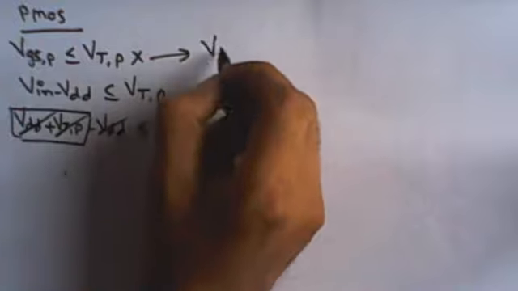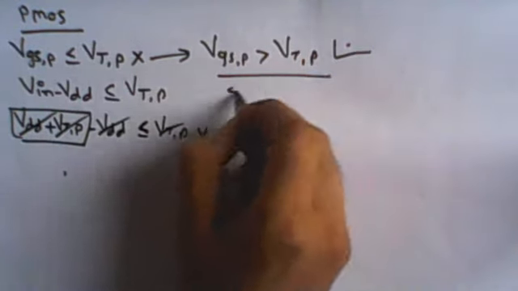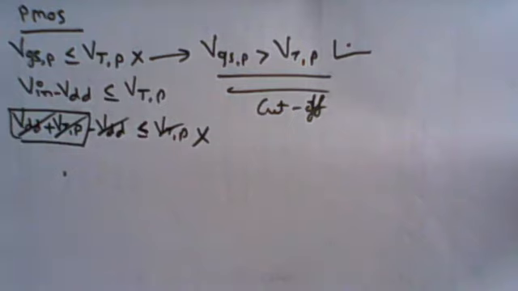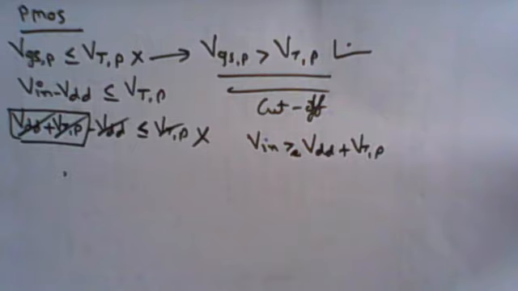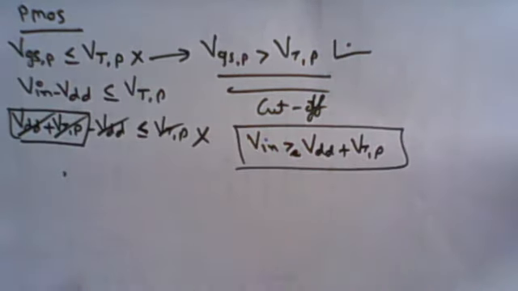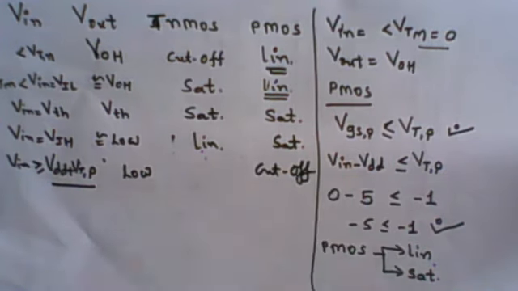So that means VGS of P is greater than the VT of P. This condition is for the cutoff region of pMOS. So the pMOSFET goes into cutoff when the input is greater than VDD plus VTP. When input goes greater than VDD plus VTP, the pMOSFET goes into the cutoff region, right? And it will make the output a strong 0. The pull-up device goes into the cutoff region and it will make a strong 0 output, right?